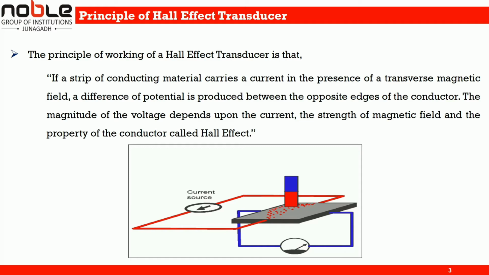current with the help of a current source. When there is a transverse magnetic field with the help of a magnet, at that time the voltmeter deflection is there, so we can say that there is a production of voltage, or we can say the voltage is produced on the opposite edges of the conductor, as we can see in this animation.